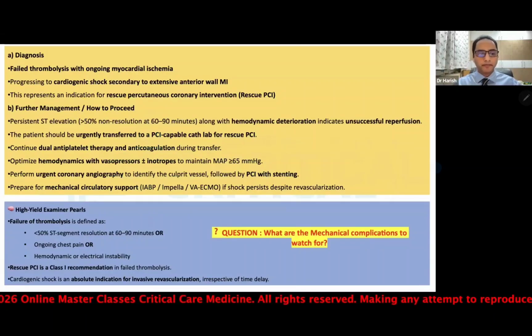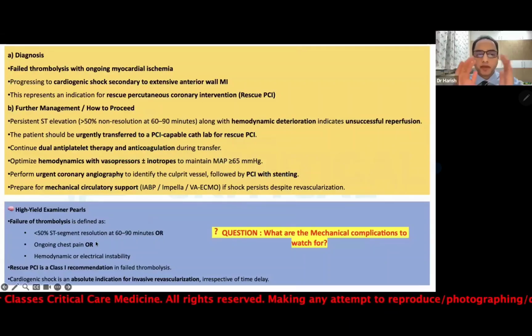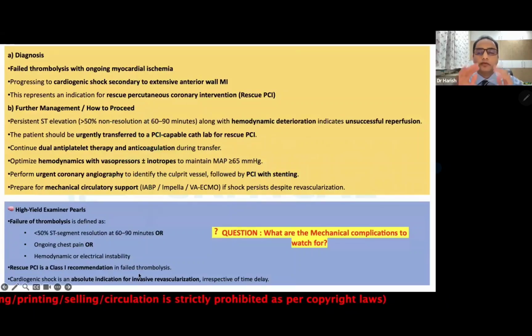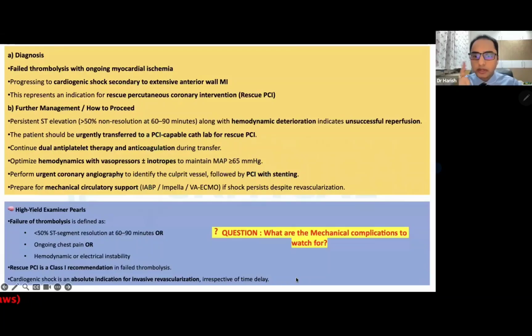So failure of thrombolysis is defined as less than 50% ST segment resolution in 60 to 90 minutes, or there is ongoing chest pain, unstable hemodynamics, or electrical instability. So rescue PCI is a class 1 recommendation in failed thrombolysis. Cardiogenic shock is an absolute indication for invasive revascularization, irrespective of the time delay. So that is the take home message.